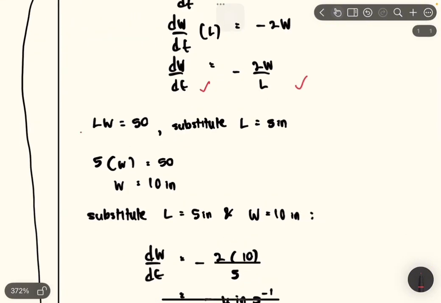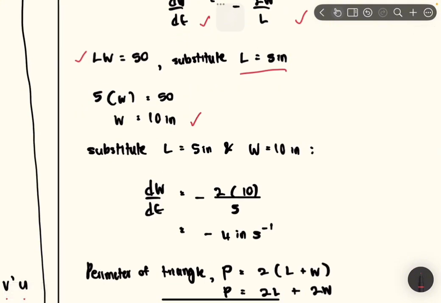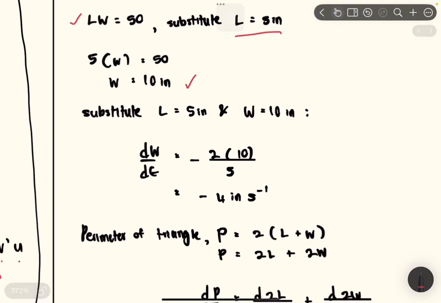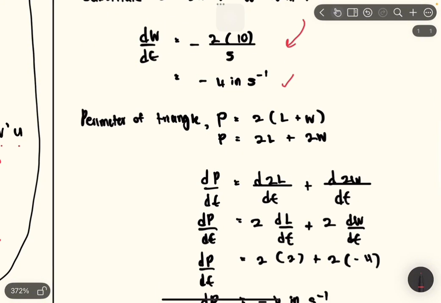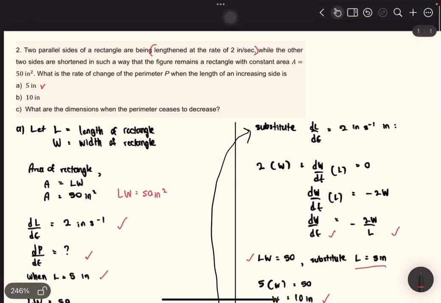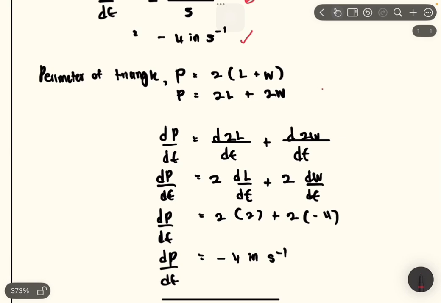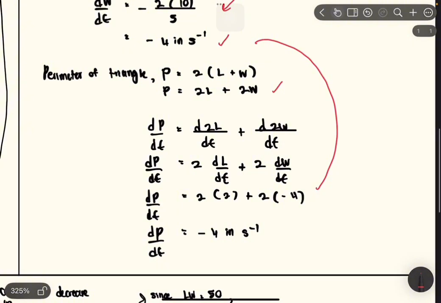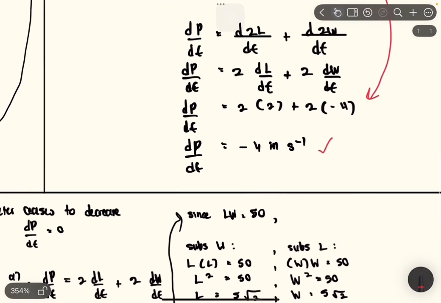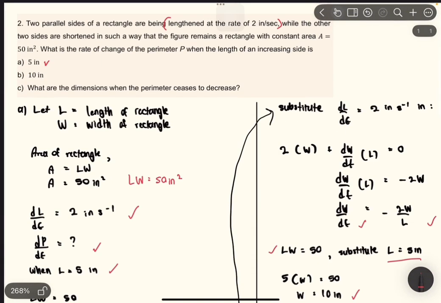Knowing that the area of the rectangle is LW, and it also equals 50, we substitute L with 5 inches, in which we obtain the value of our width. So we substitute L equals 5 inches and width equals 10 into the equation that we obtained earlier, and then we have negative 4 inches per second. Since it's asking for the change of the perimeter P, we differentiate the formula for perimeter and just substitute in the value, and that's when we obtain negative 4 inches per second. So that's for question A.